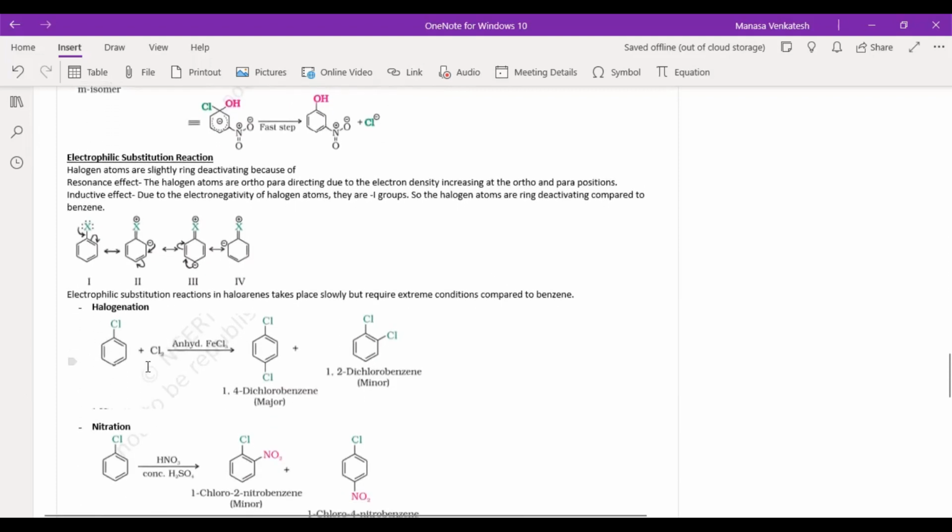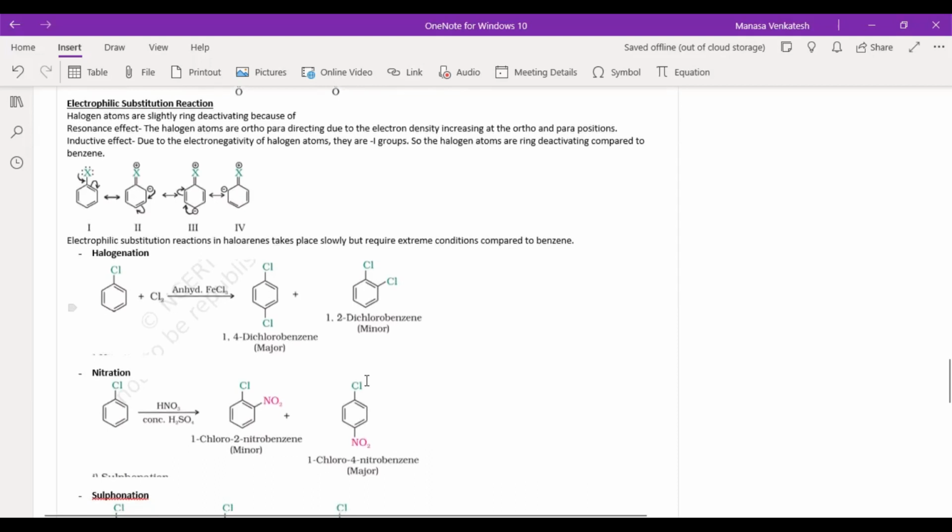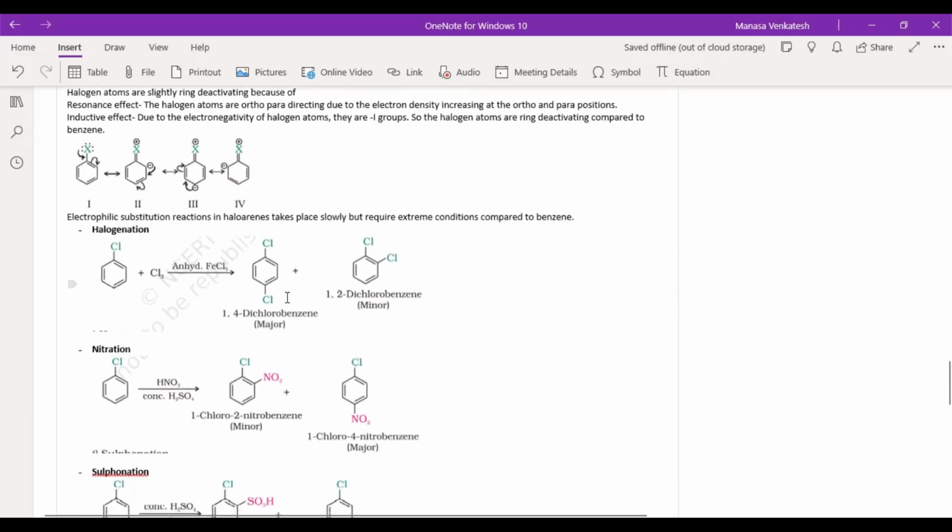First is halogenation. Halogenation is basically haloarene reacting with chlorine in the presence of anhydrous FeCl3 as the catalyst, leading to the formation of two products, 1,4-dichlorobenzene and 1,2-dichlorobenzene. So 1,4 is going to be major, 1,2 is going to be minor. Now, I would like to give you some time to contemplate why the 1,4 is major and 1,2 is minor. By the end of the electrophilic substitution, we will discuss the same.